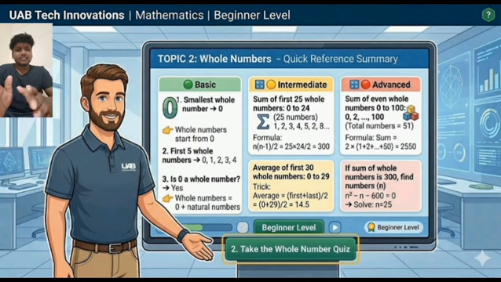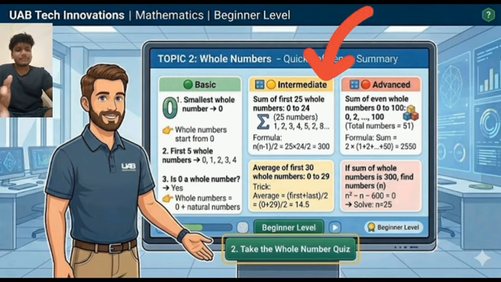I already said whole numbers start from 0. Whole numbers is a gunshot question. They will ask, so don't get confused. If you get confused, you will lose the marks. They will ask, what are the first 5 whole numbers? The answer is 0, 1, 2, 3, 4. Based on the index, there are five numbers.